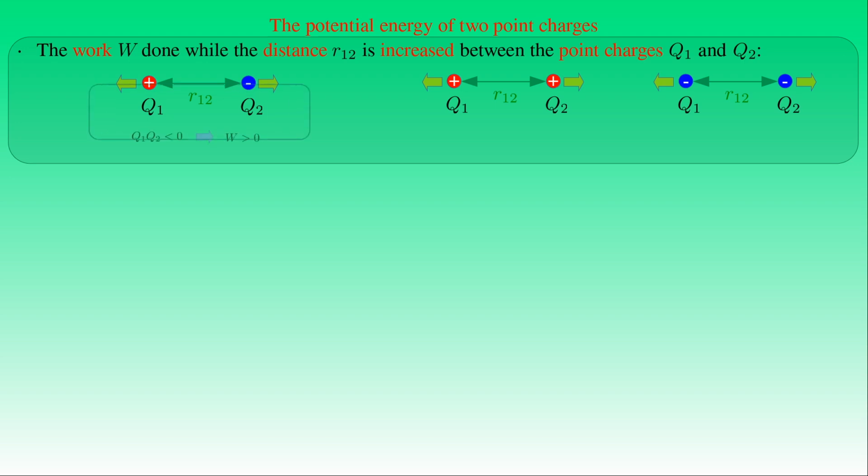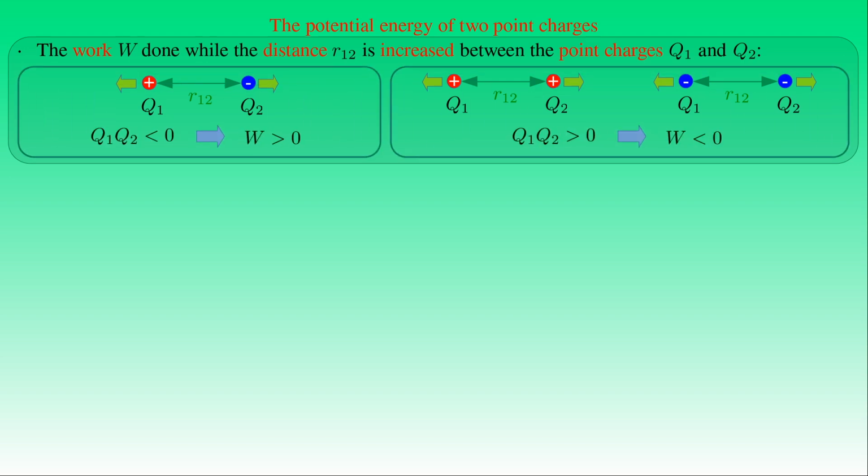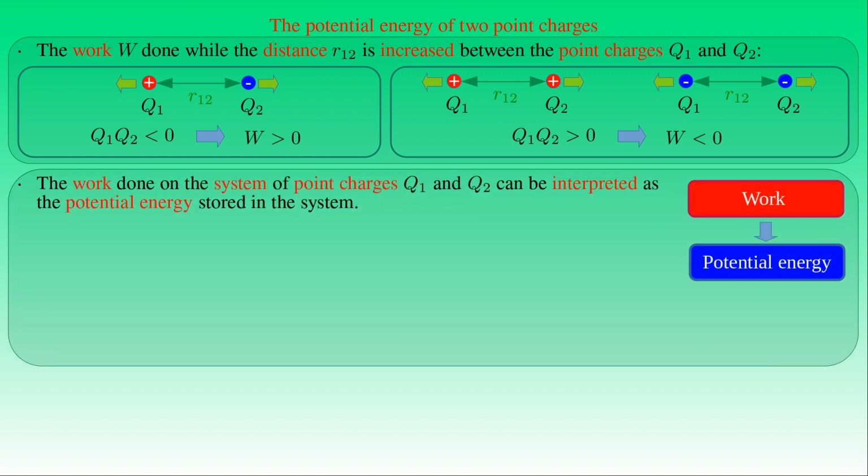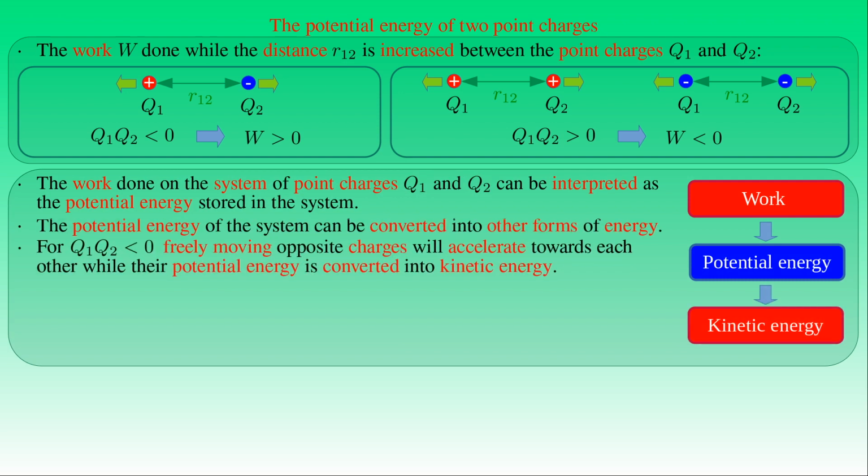The work done in this process is positive for opposite charges and negative for like charges. We can interpret this work as the potential energy stored in the system of the point charges Q1 and Q2, which can be converted into other forms of energy. If we allow opposite charges to move freely, then they start to accelerate towards each other, and their potential energy is converted into the kinetic energy of their accelerating mass.